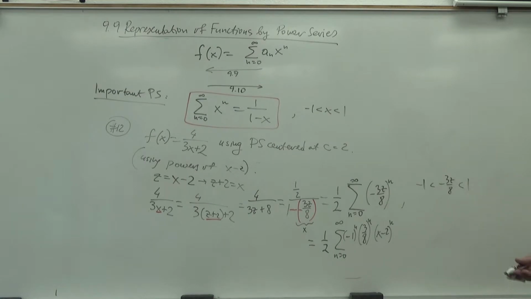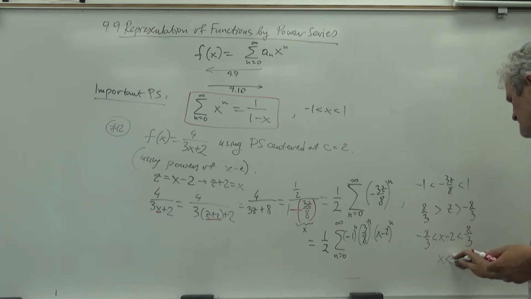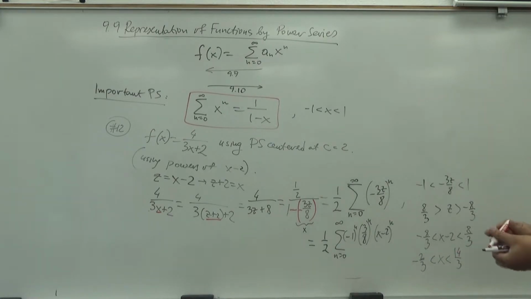And then let's see the interval of convergence, basically. I'll multiply by negative 8/3. What will that do? I'll get 8/3 here. I'll get negative 8/3 here. I get z here, but multiplying by a negative flips your inequality. So I'll write a smaller number on the left. Negative 8 over 3 is less than x minus 2, less than 8 over 3. Now I add 2 to both expressions, so I get 14/3 here, and negative 2/3 here. And that's the final result.